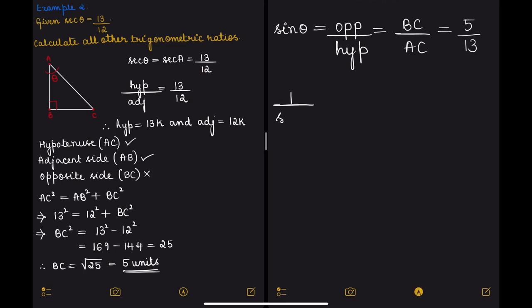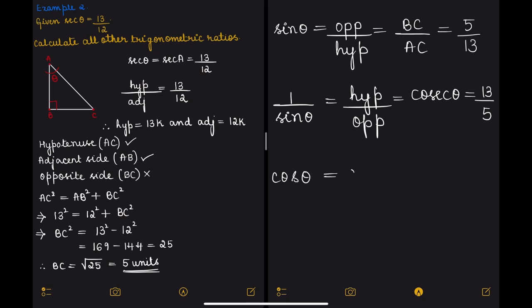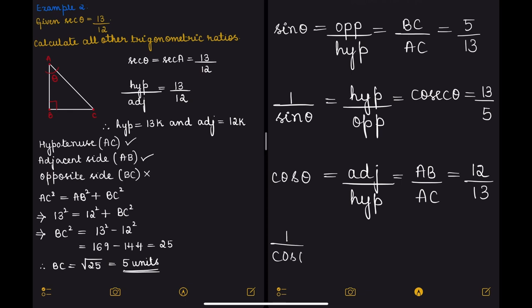And if I take the reciprocal of sine theta, we have hypotenuse by opposite side, that is defined as cosecant theta. So, cosecant theta will be equal to 13 by 5. Next, if I take cos theta, it is defined as adjacent side by hypotenuse, which is nothing but AB by AC. Therefore, cos theta is equal to 12 by 13. And if I take the reciprocal of cos theta, it will be equal to secant theta, and we already know that secant theta is equal to 13 by 12.